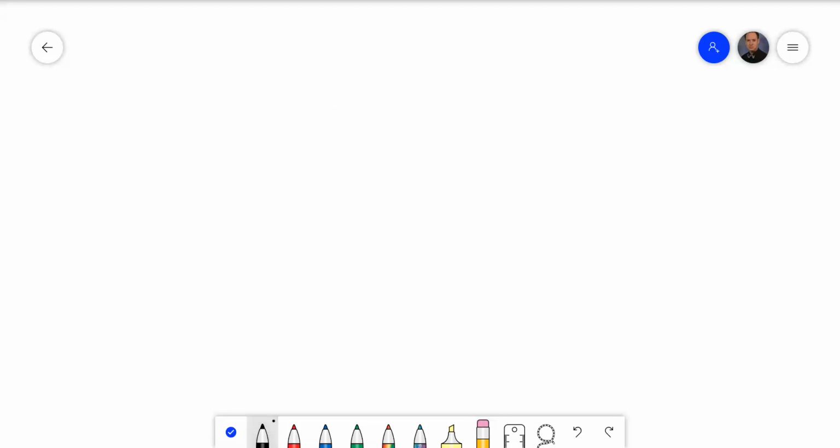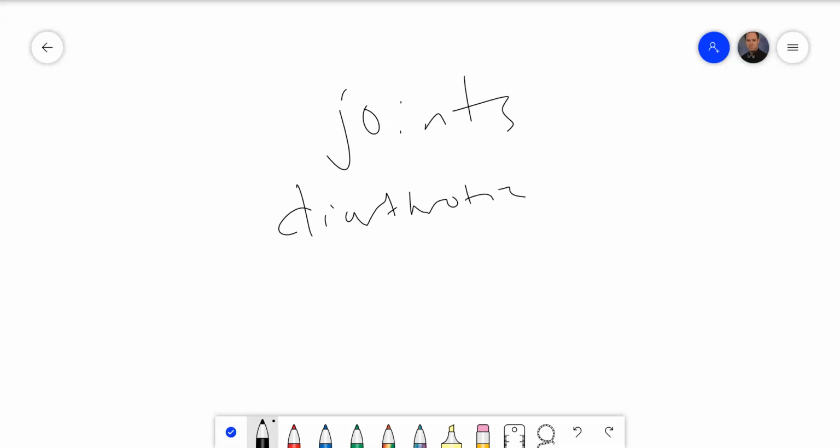Joints, I'm not focused very much on joints. You need to know joints in terms of the idea of something like a diarthrotic joint versus synarthrotic.